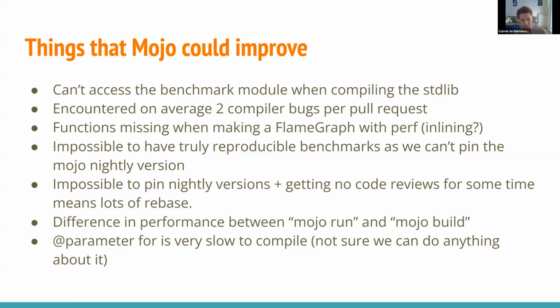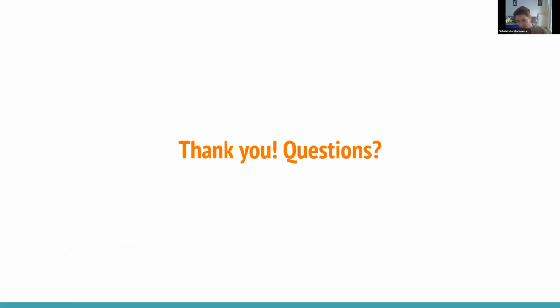And then using add parameter for is really slow to compile. So the unit tests were much slower to run, especially to compile, not to run, but to compile. But I'm not sure we can do anything about it. It's just compiling the same function a bunch of times. So yeah, that's it. I hope you've learned something useful, and please ask if you have any questions.